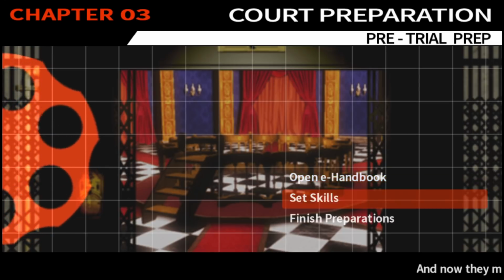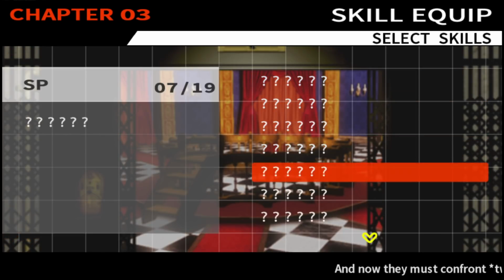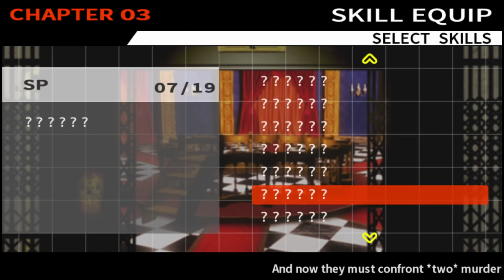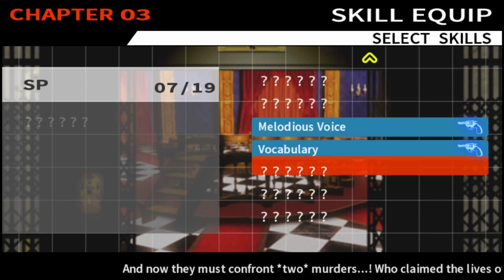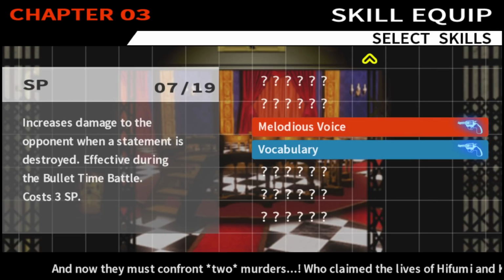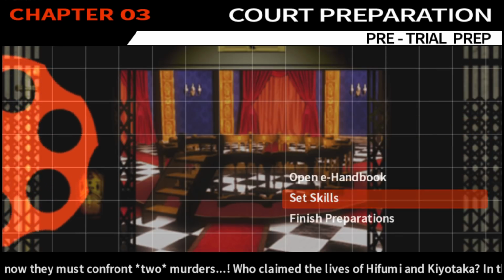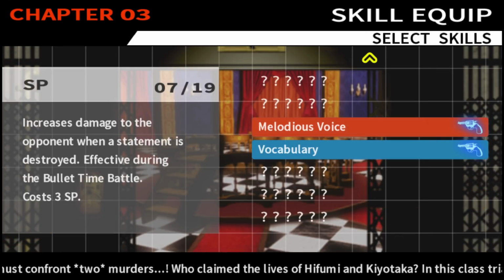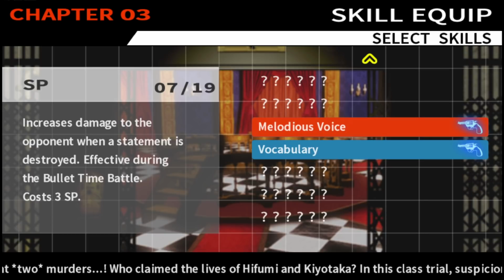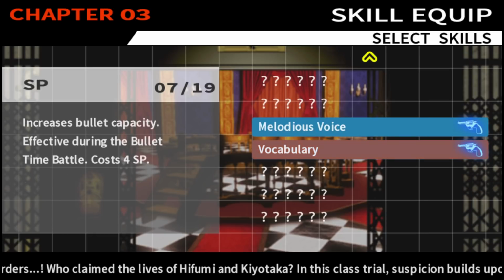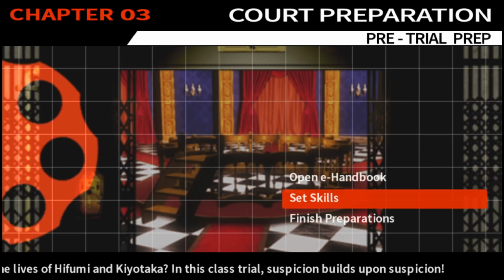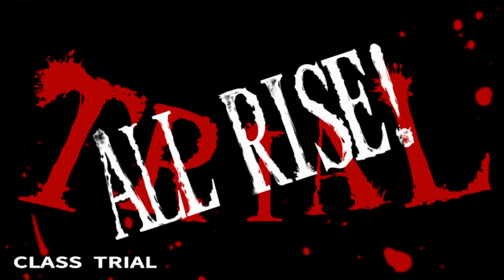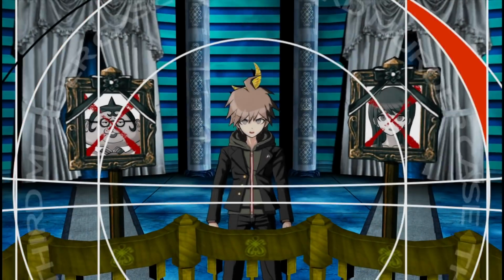Okay. Did we get a new skill? I'm trying to remember if we did or not. Oh, wait, no, we got the money skill. That's what we got, so that's not going to play any part in here. Oh well. We've got our skills: increase damage to the opponent in the bullet time battle, and increase bullet capacity. Okay, let's do this. Yeah, that's another reason to talk to people, getting those.